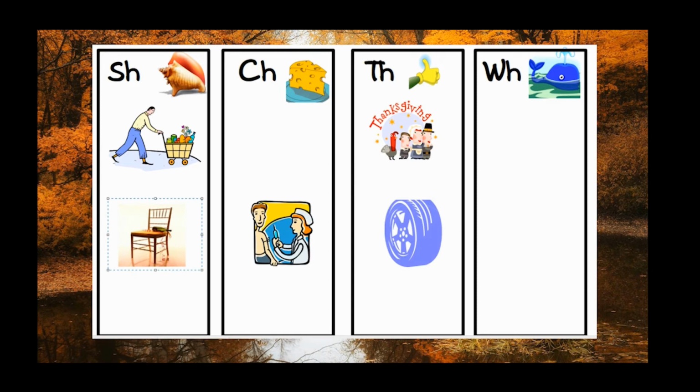Okay, moving on to our next example. Well, I think I placed these in the correct categories. So the new picture I see here is this one that looks like a chair.